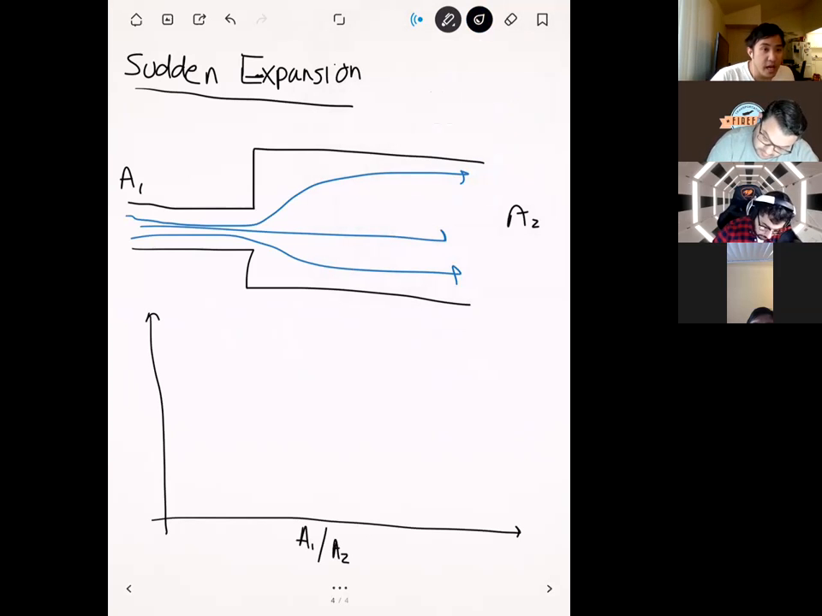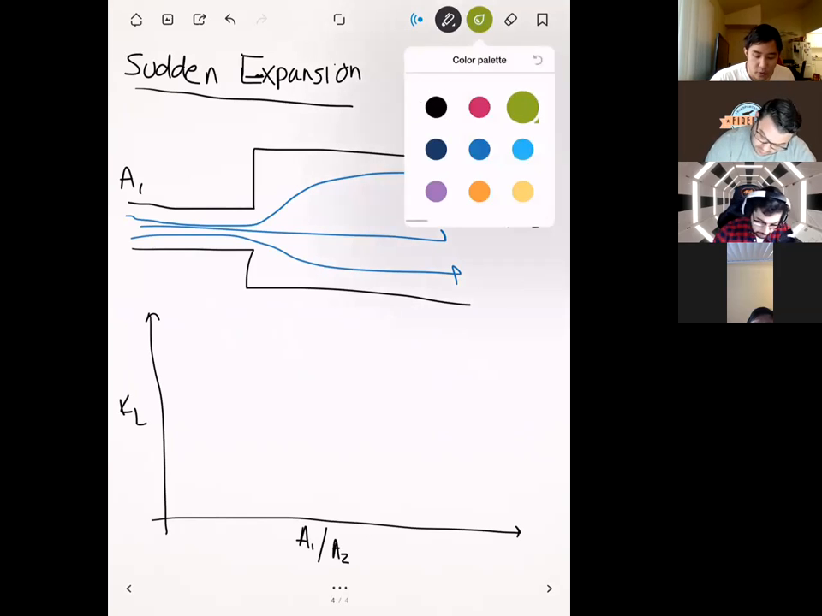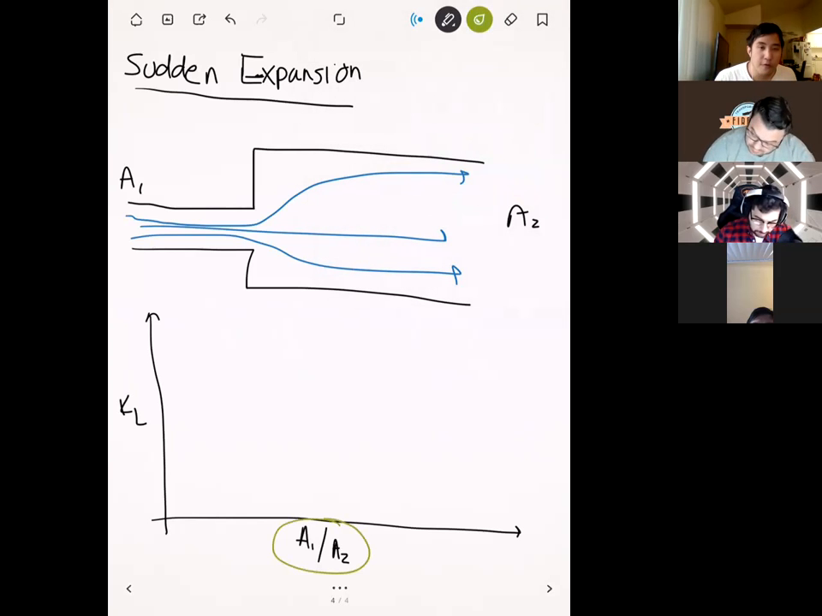And so on the bottom here, we have a ratio of the areas, and on the y-axis here, we have KL. One thing you have to be careful about when reading this graph is that the ratio for an expansion is opposite. For the contraction, we had A2 over A1, so we basically had the smaller area over the bigger area. This one we have A1 over A2, so that we maintain a smaller area over a bigger area. That's mostly just so that we can have a graph that goes from 0 to 1. And so down here we have 0.0 for the ratio, and up here we have 1.0 for the ratio.